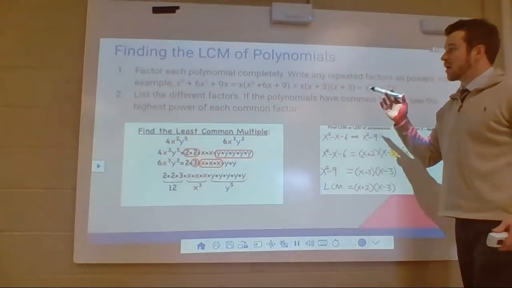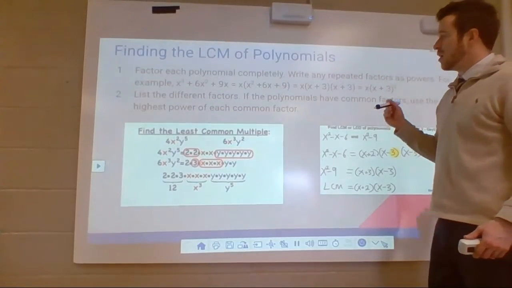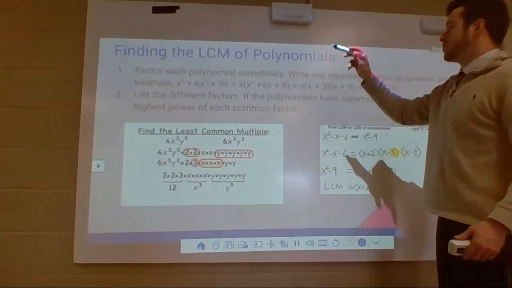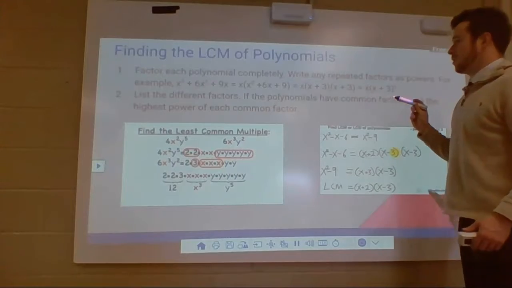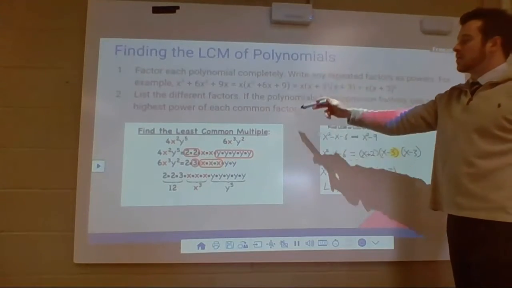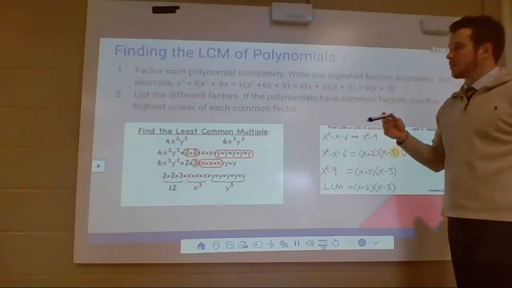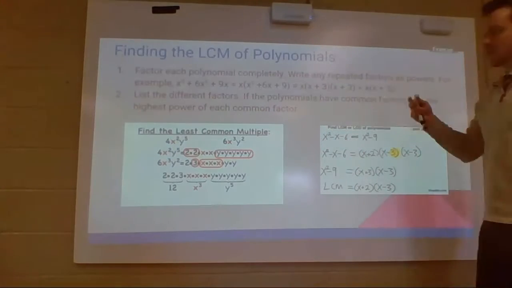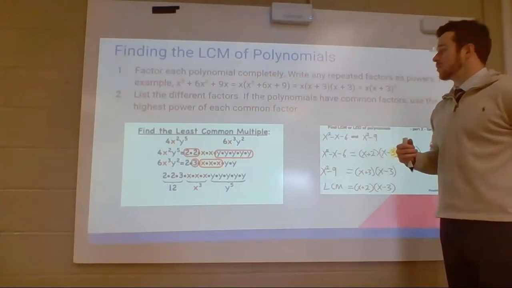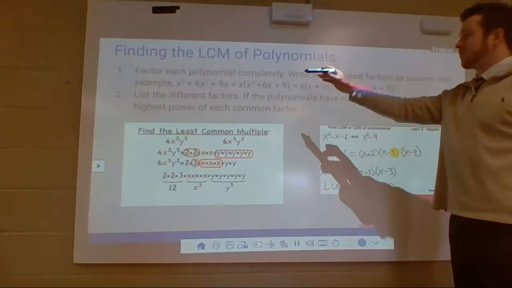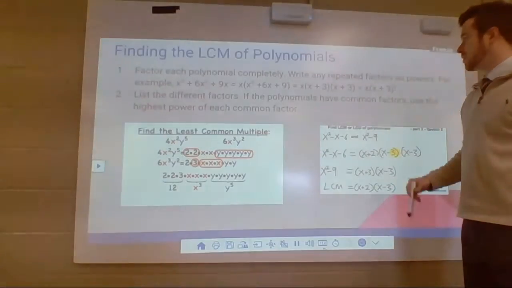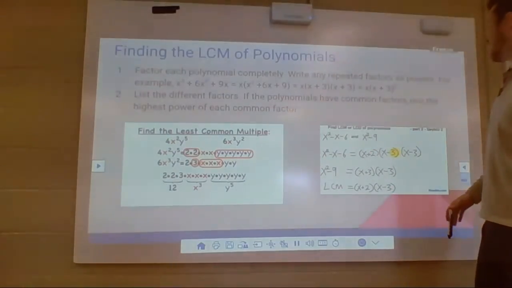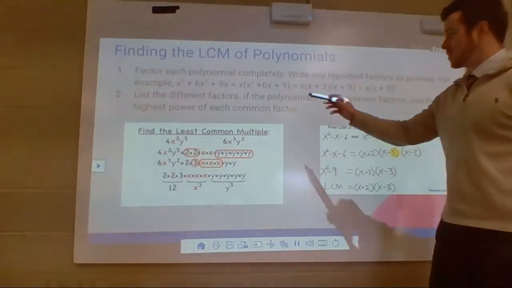So before we start adding and subtracting rational expressions, a skill that we need to get down is to be able to find the LCM of polynomials. Go ahead and write these down. You should have your slides out, and so you can copy these from your slides or from this video. And there are 2 steps to finding the least common multiple of polynomials. You should factor each polynomial completely. Write any repeated factors as powers. So here's an example.